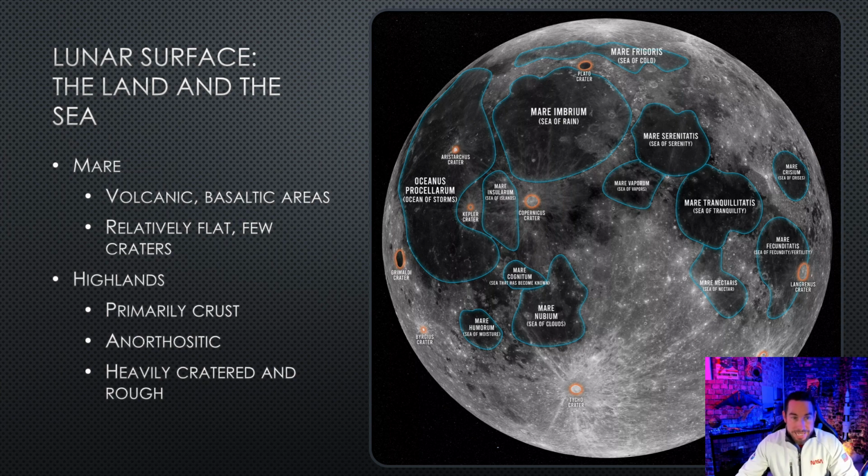They're relatively flat, basaltic areas. So when you look at the moon and you see the dark side, those are the Marias. Then you have the highlands, which are the lighter areas. This is primarily the crust of the moon.